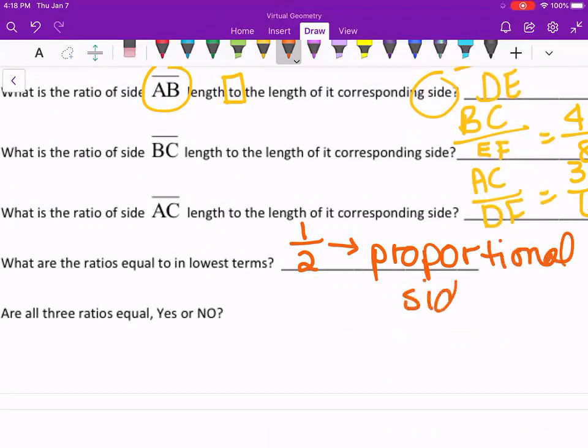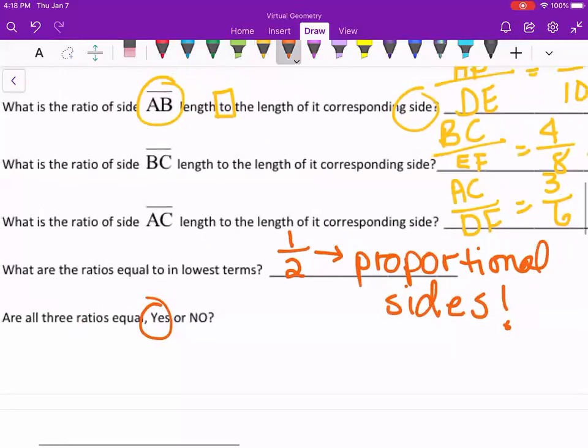If one of those fractions did not reduce down to 1/2, then these figures are not similar, because all three have to go down to the same thing. Are all three ratios equal? Yes. And that's what you want to happen. The angles have to be the same. All the sides have to be proportional, or the figures are not similar.